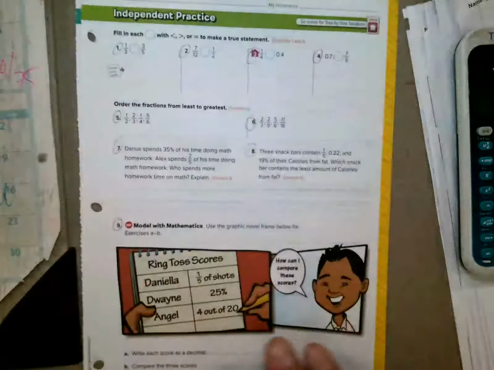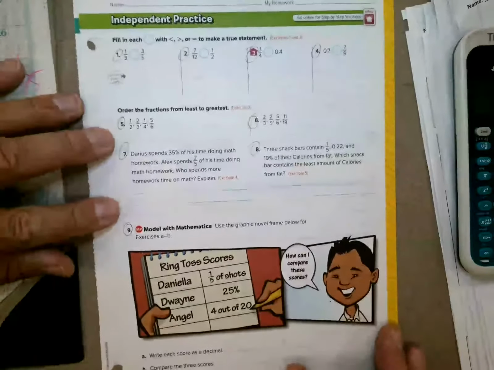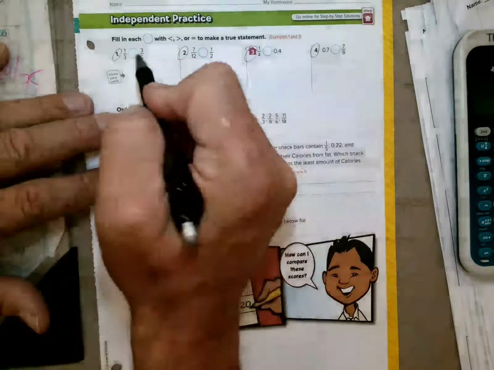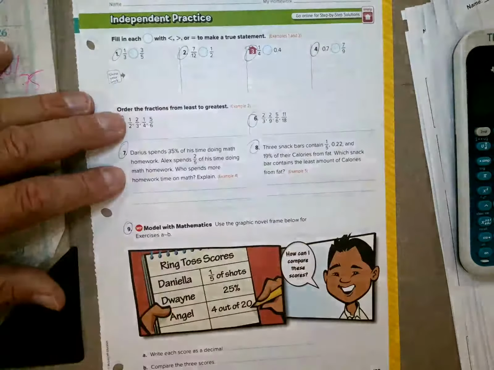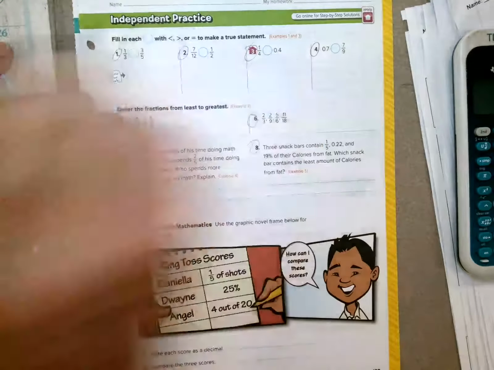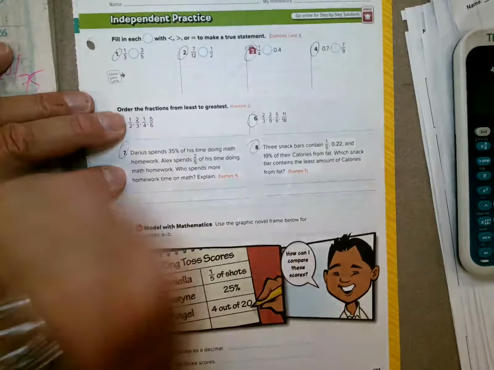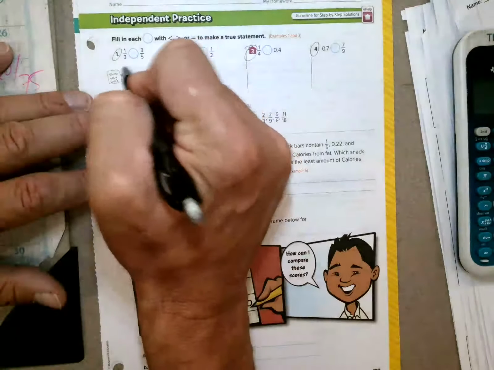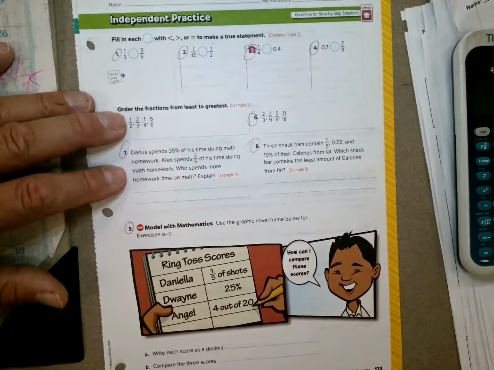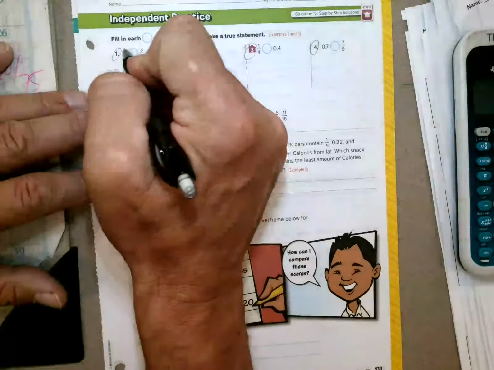Let's continue our path here and do a couple more problems on the homework. And excuse me, there's a couple different ways to do this. My favorite way to do these is just a real simple cross multiplication. We need a less than, greater than, or equal to sign, right? So we can get a common denominator. We can switch these to decimals or percents, but another way to do this is just cross multiply.